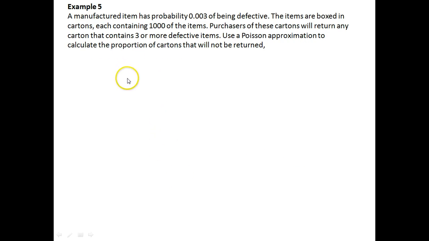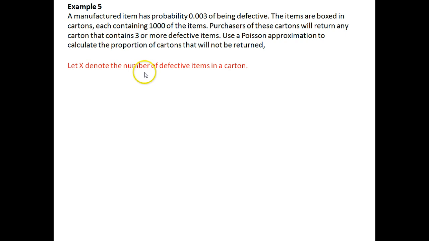So another example now. A manufactured item has probability 0.003 of being defective. Now, it's either defective or not, therefore it's binomial distribution. The items are boxed in cartons, each containing 1,000 of the items. So there's your n, the p is 0.003, and n is 1,000. Purchasers of these cartons will return any cartons that contain 3 or more defective items. So use a Poisson approximation to calculate the proportion of cartons that will not be returned.